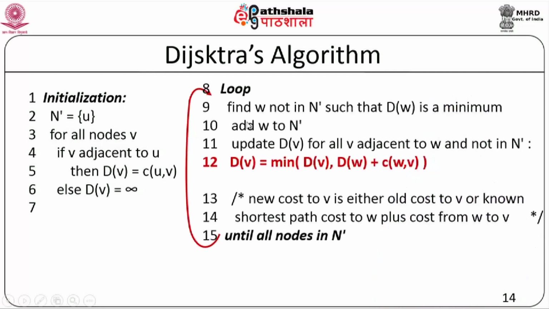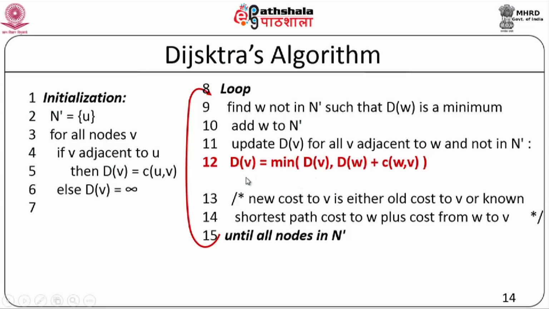Then we run through a loop where we try to identify the cost of other nodes in the network. What we do first is find some w which is not in N' such that D(w) is minimum. You've got this D(v), so you've already identified something. Out of that, you find that particular node w for which the cost D(w) is minimum, and you add w to the set N'. Now you update the distance D(v) for all v adjacent to w and not in N'.